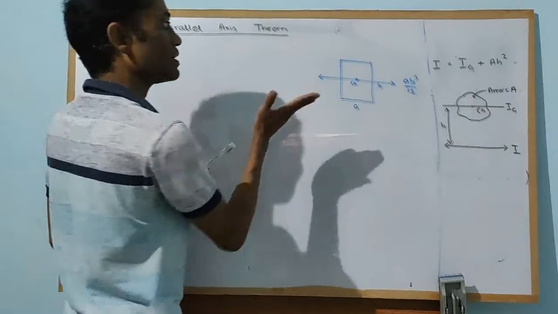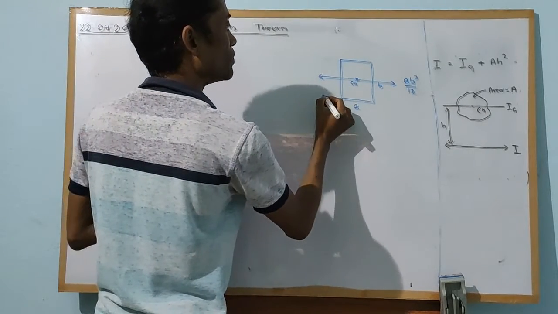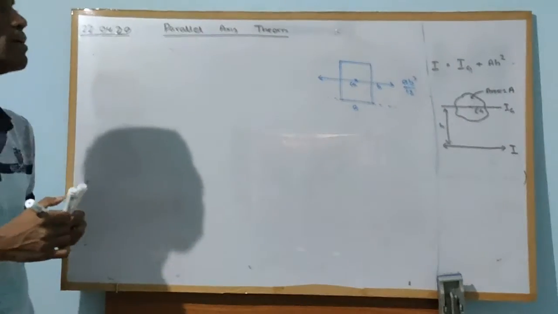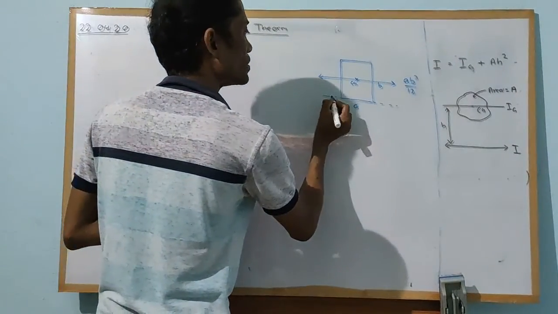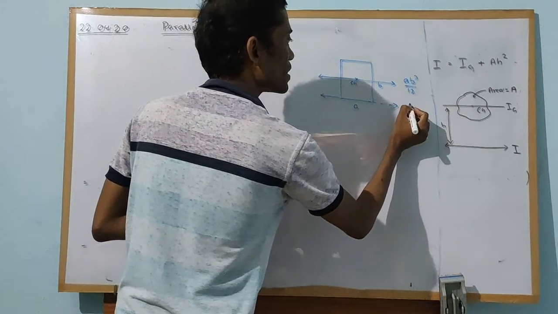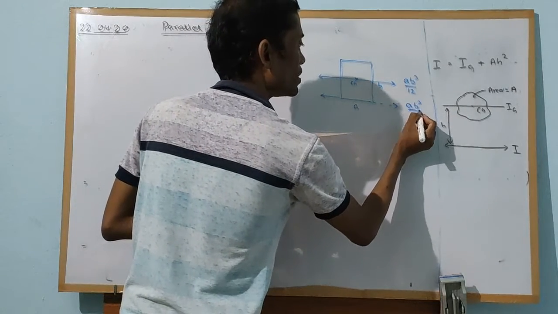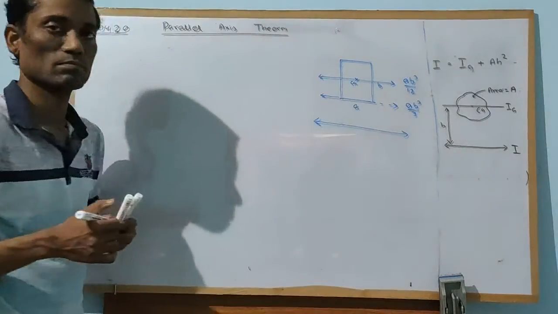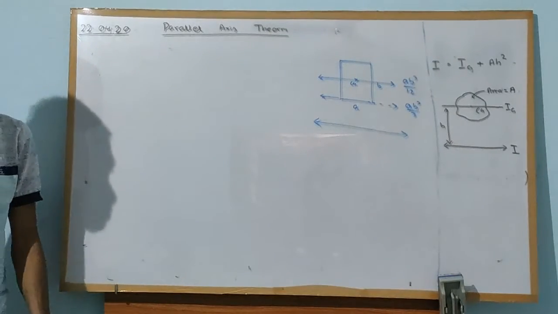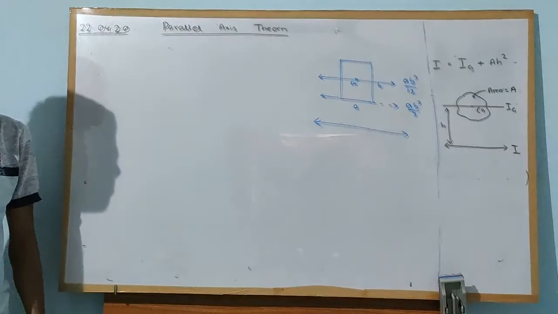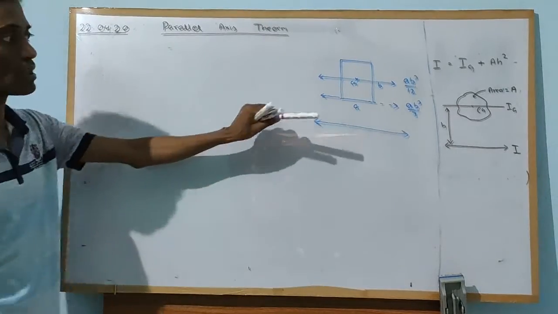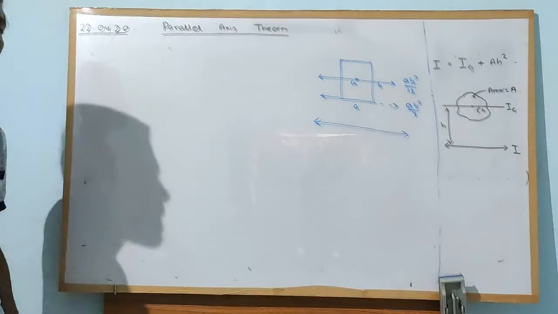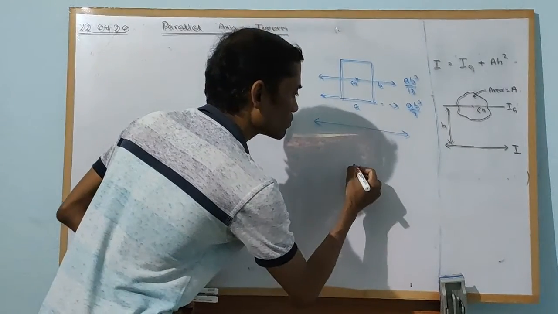If I ask you what is the moment of inertia about this axis, that also to some extent we have derived, that is A B cube by 3. If I ask you the moment of inertia about this axis, we don't know the formula. What we have to do? Again we have to derive, by taking the strip integration about this axis. Now it is quite difficult, and the same problem with this example also.